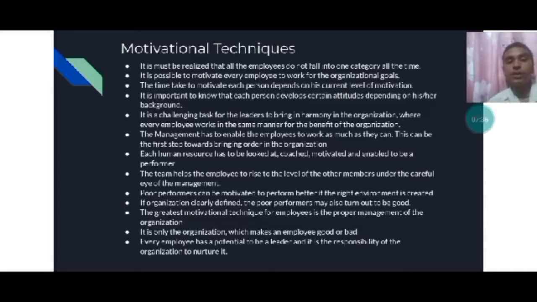The greatest motivational technique for employees is the proper management of the organization. It is only the organization which makes an employee good or bad. Every employee has a potential to be a leader, and it is the responsibility of the organization to nurture it.